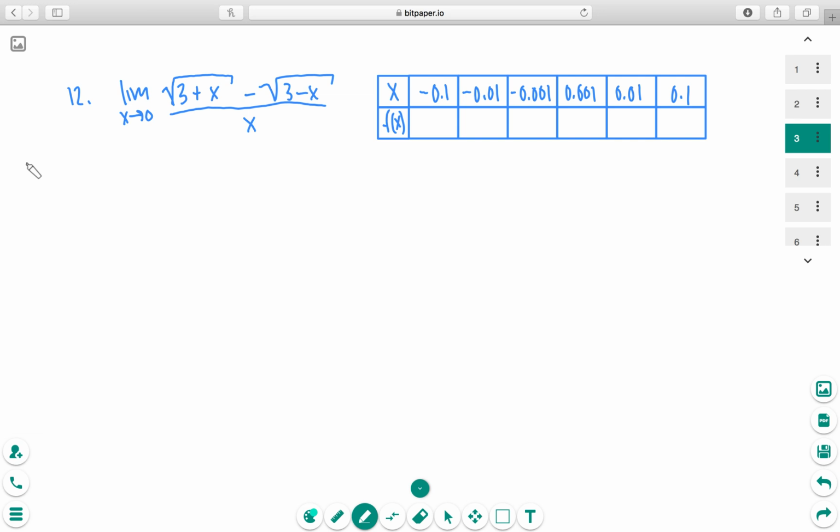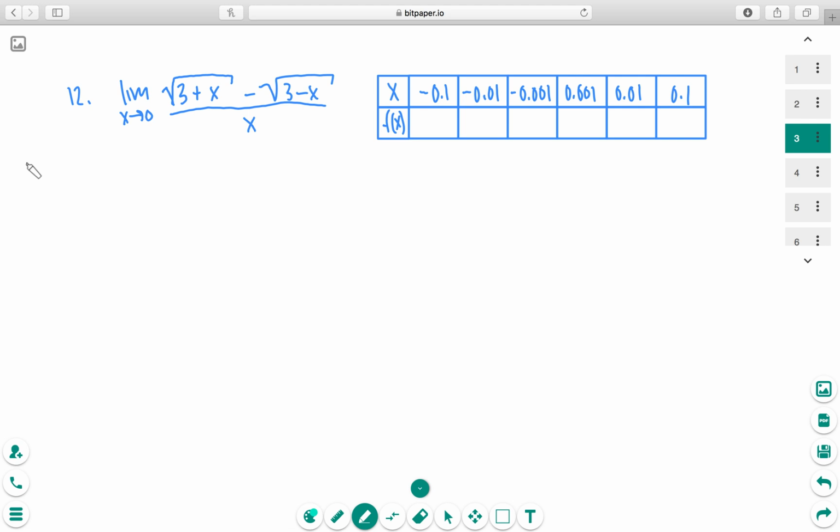So here we have the limit as x approaches 0 of the square root of 3 plus x minus the square root of 3 minus x, all over x. And I don't know about you, but me personally, I have no idea what the graph of this is. I couldn't even think of it in my head. Like 1 over x, or x squared, or x, or square root of x, those are things I could figure out. But this, it's pretty hard to attain.